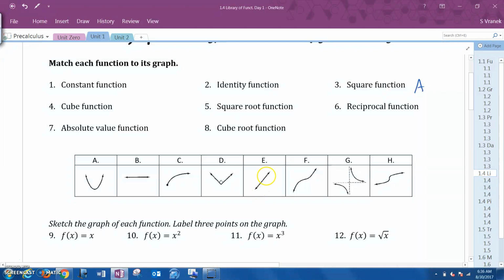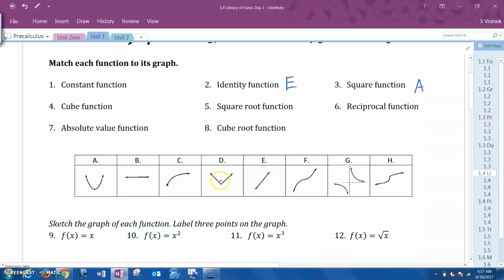E looks like a line. So if you look for that, it's not a constant function. It is the identity function because when x is 1, y is 1 as well. So it's like saying that 1, 1 is on that line, 2, 2 is on that line, 3, 3 is on that line. It's a line that goes through 0, and so on and so forth.